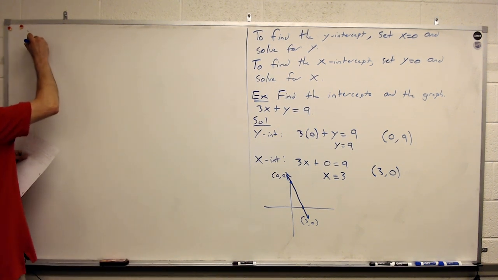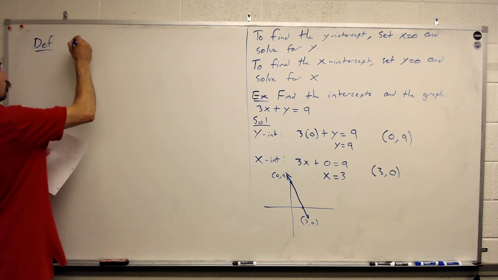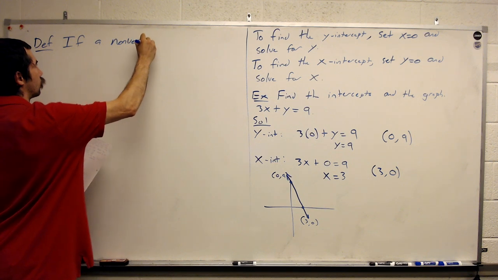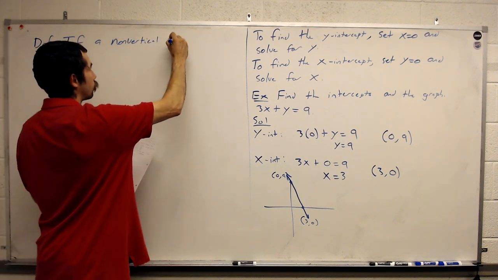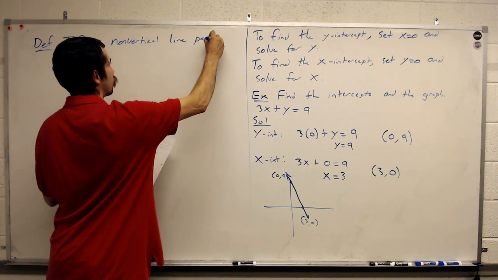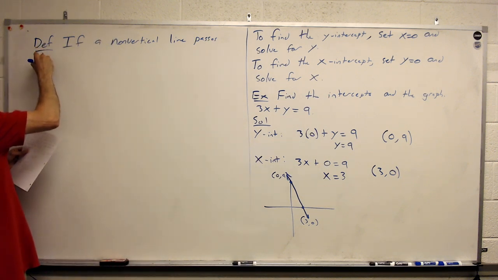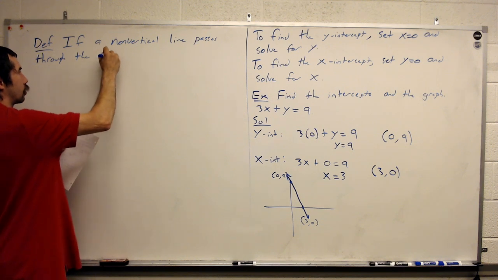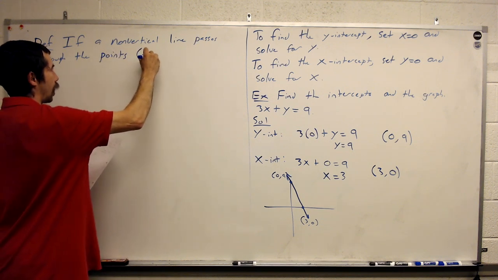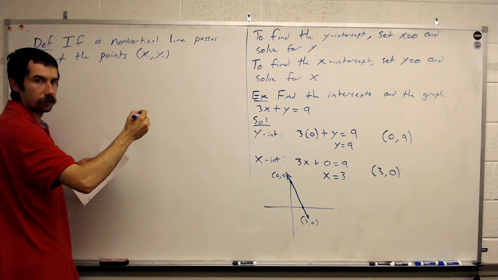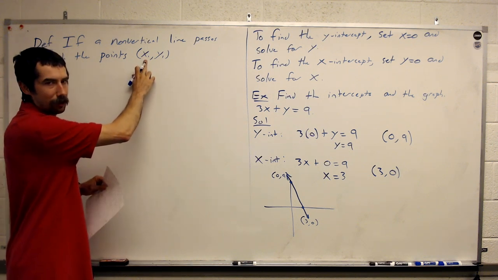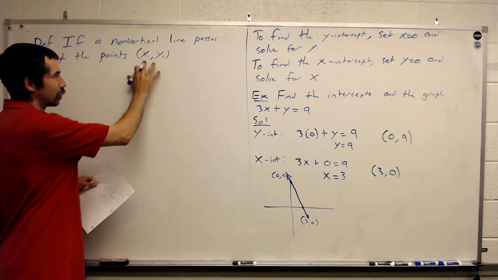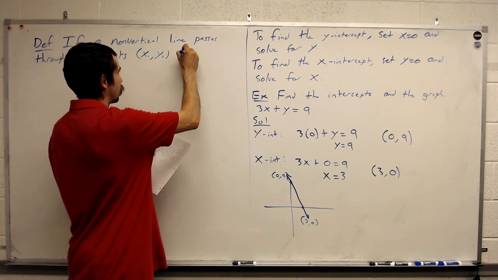All right, so if a non-vertical line passes through the points (x1, y1). So this is just a point, all right? x1 is going to represent some value, y1 is just some other value, all right? I know it's a little intimidating with the subscripts, but these are just going to be numbers. And (x2, y2).